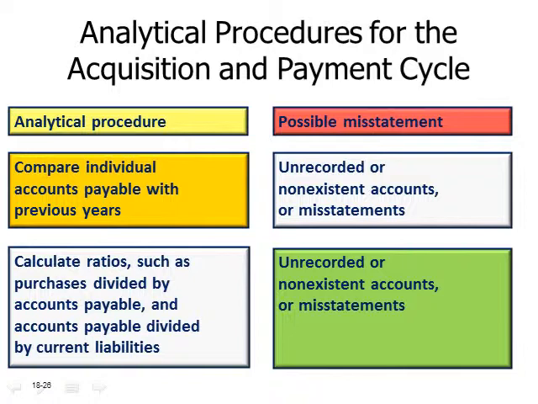Other analytical procedures might be to compare individual accounts payable with previous years and try to understand why there may be a material difference in that liability account balance, or we may calculate financial ratios such as purchases divided by accounts payable or accounts payable divided by current liabilities, and compare those to the same calculations from prior years or even to competitors in this financial ratio analysis, and get satisfactory answers for where something unusual may be suggested as a result of that test.